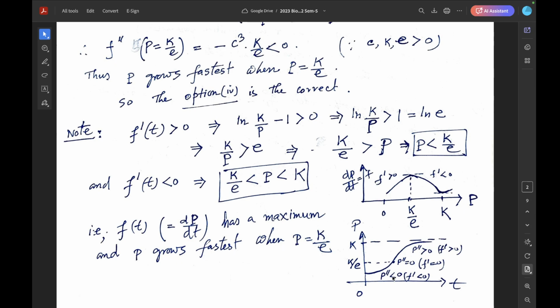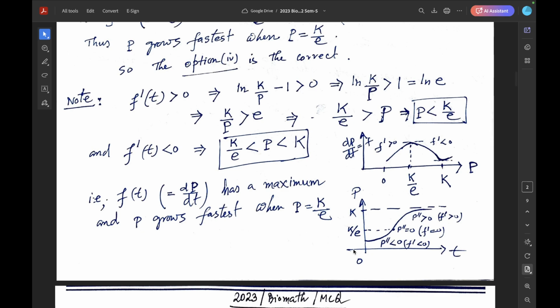If we draw this graph, time axis t, and along this y-axis is p, we get this sigmoid curve. This point is k by e, and this point is k.